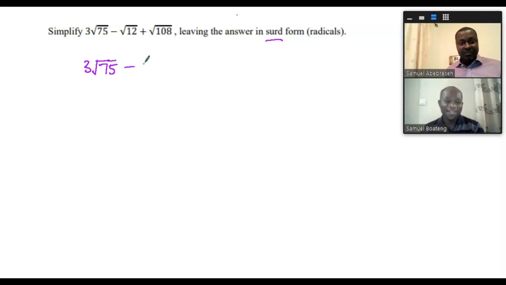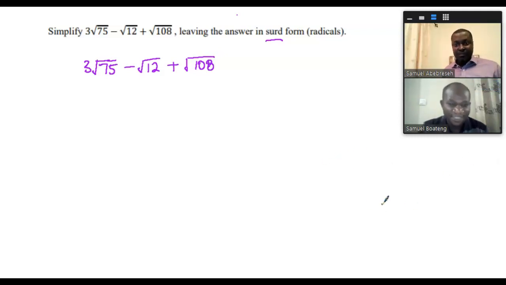Yes, simplify 3 root 75 minus root 12 plus root 108. Yes, this is arithmetic with numbers, but it's technical because you are going to use properties of surds to add and then subtract and multiply.